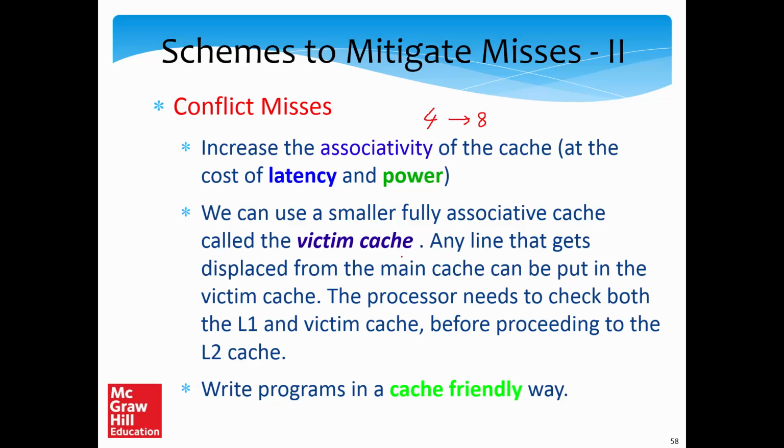So the idea of a victim cache is like this: any line that gets displaced from the main cache can be put in the victim cache. So we can have an L1, we can have an L2. Of course, they are communicating, but we can have a very, very small cache over here called a victim cache. We can have many heuristics to put data here, but essentially anything that is being thrown out of the L1 cache can be put in the victim cache. It's a victim, so it can be put over here.